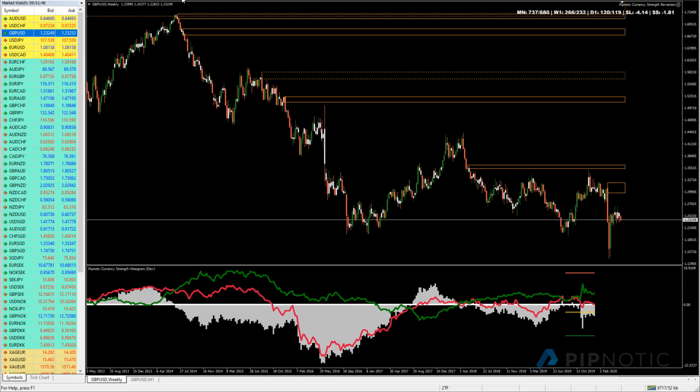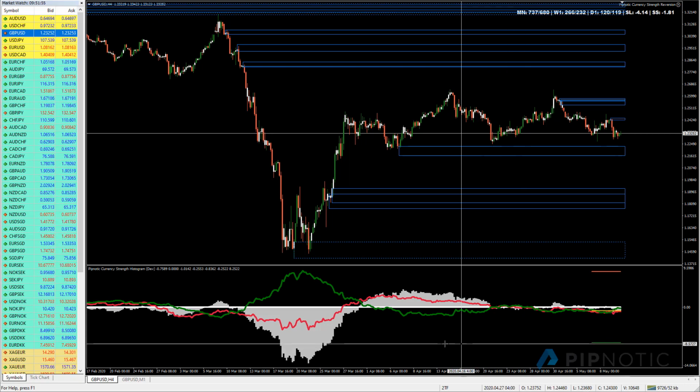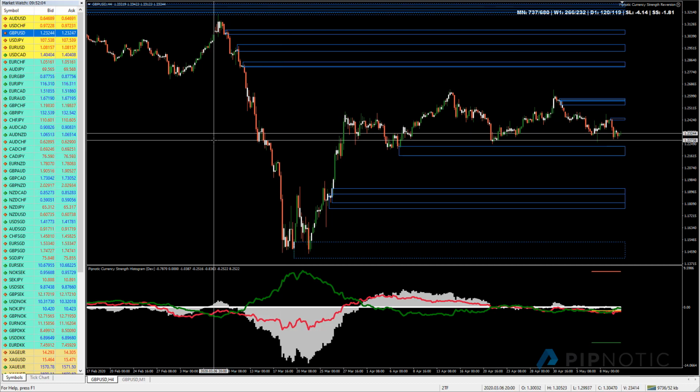Let's go down to the 4-hour chart and see if we can find something that might be interesting. And so note that we had currency strength divergence when price came to this area here. So on the close of this red candle here, we were told that price is looking for a bottom.